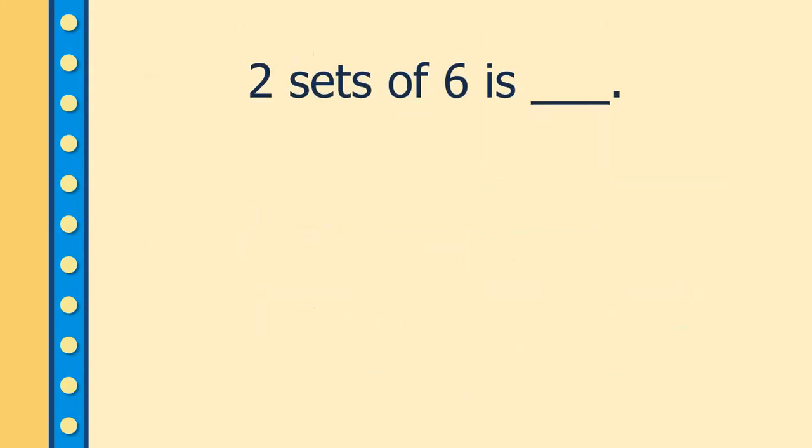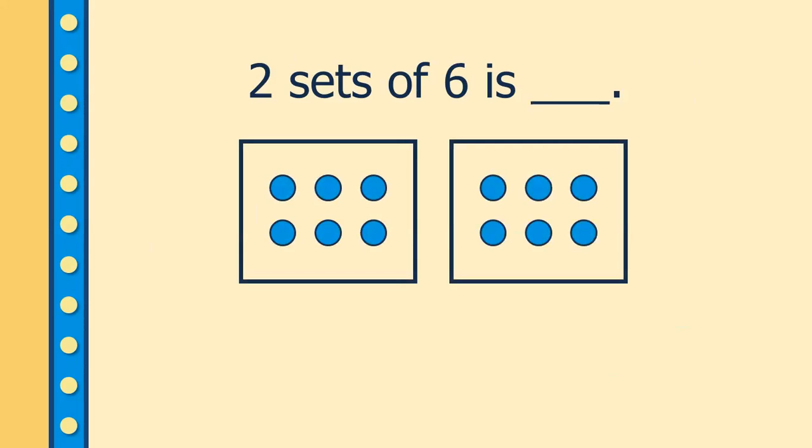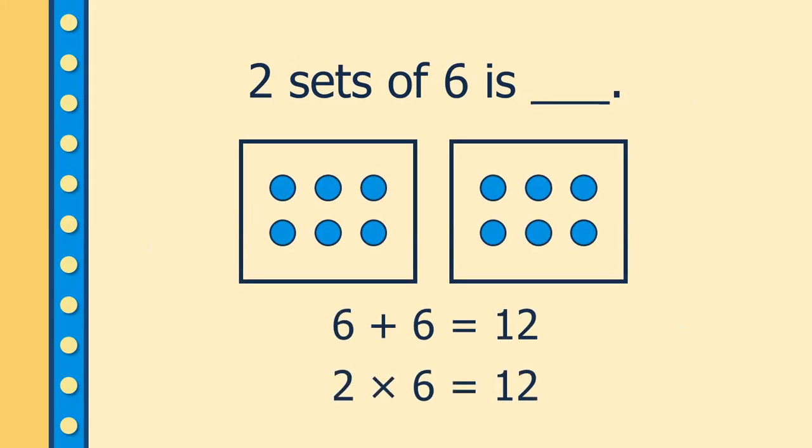Now here we're talking about 2 sets of 6. So if we were to have 2 groups with 6 in each group, we are going to draw a picture. We have 6 in each group, and that is the same as saying 6 plus 6 equals 12. And so 6 plus 6 is the same as the multiplication fact, 2 times 6 equals 12. Both of these represent this picture, which is 2 groups of 6 dots. And the answer is 12.